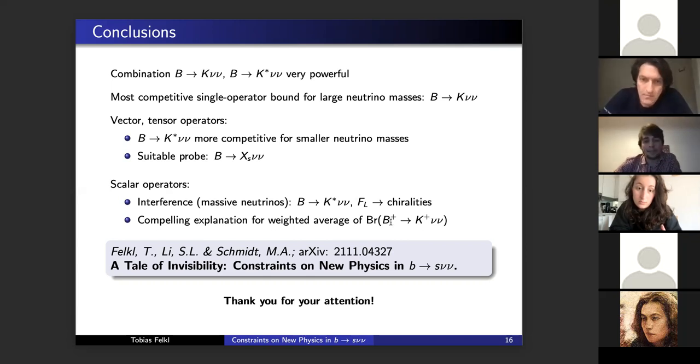One last aspect I didn't have time to go further into today, but it turns out that if one wants to interpret this current weighted average of results for B+ to K+ in terms of new physics, scalar operators provide the most compelling explanation for that. And I would be happy to answer a question if someone has one in that regard. But first of all, I would like to conclude and thank you for your attention.